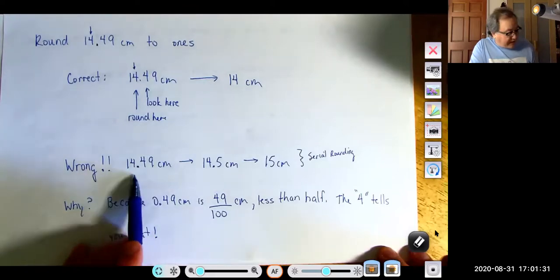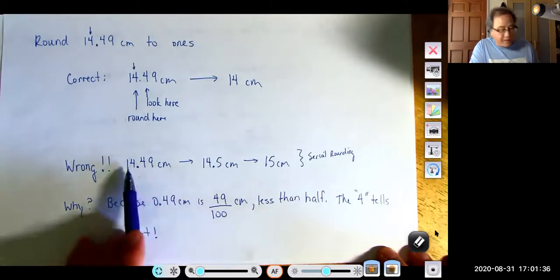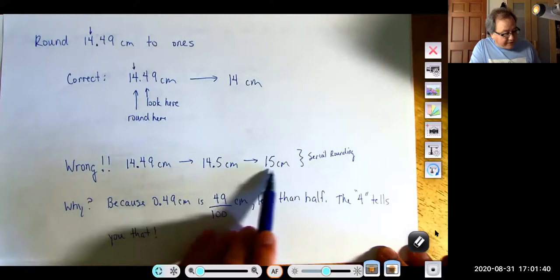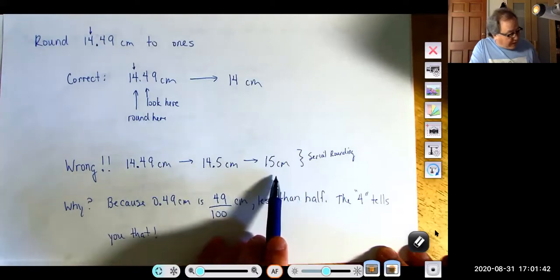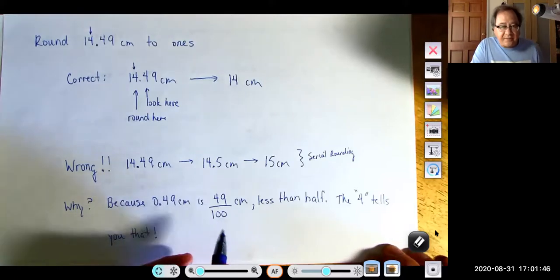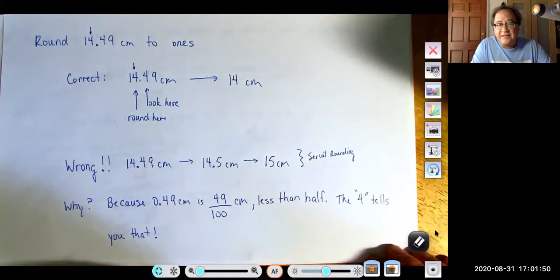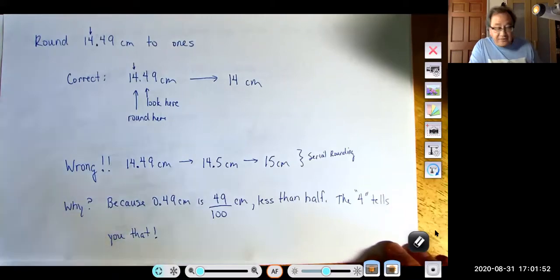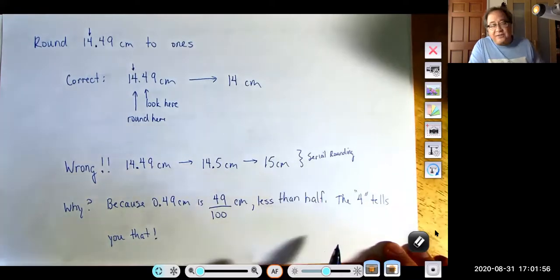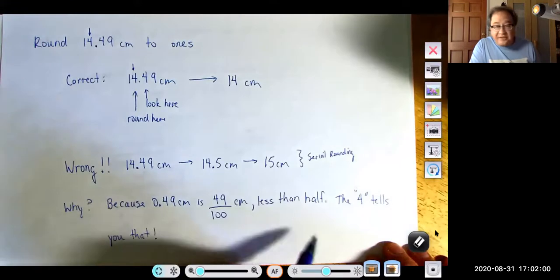So we decide that 9 makes the 4 into a 5. So now you have 14.5. Now that 5 makes that 4 into a 5 and you get 15 centimeters. So we have effectively made 14.49 centimeters, 15 centimeters. This is what I call serial rounding, and it is not a good idea, okay? It's like serial killing, not a good idea. Bad analogy, because that would imply that killing once might be okay, but it's not.